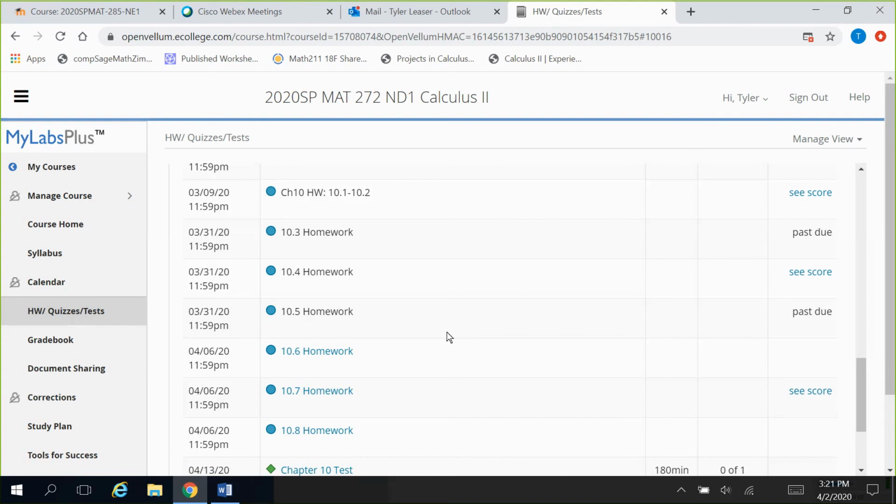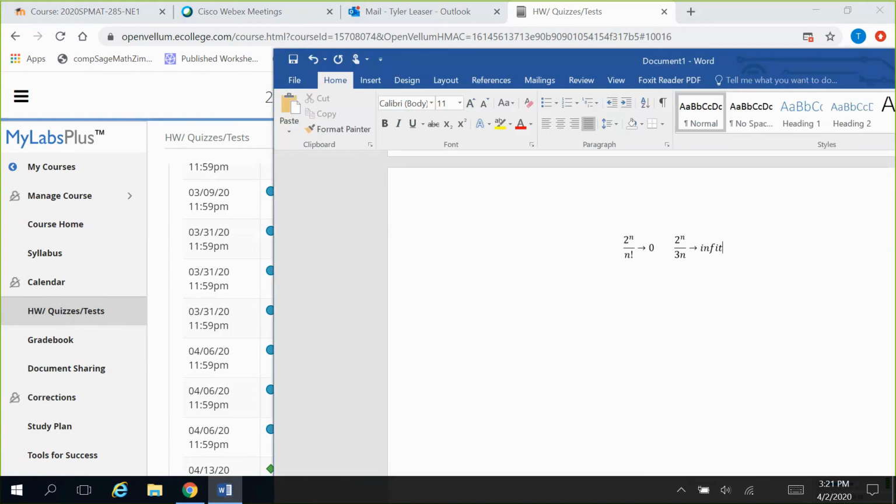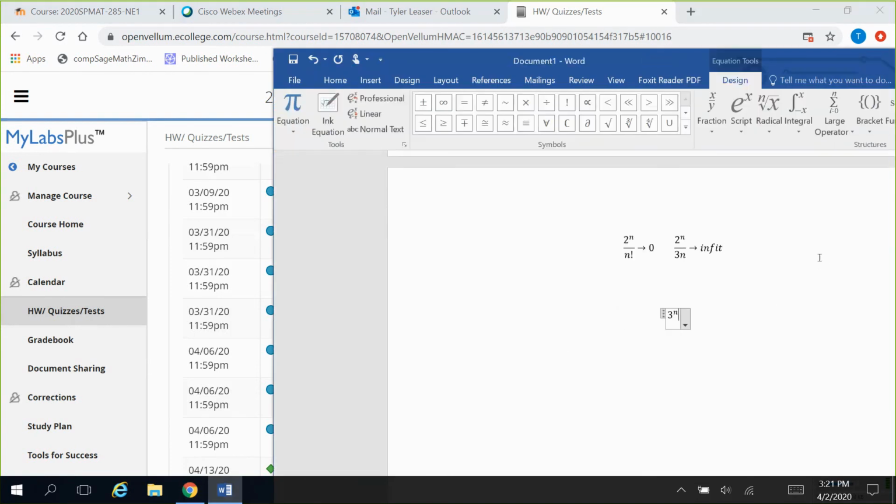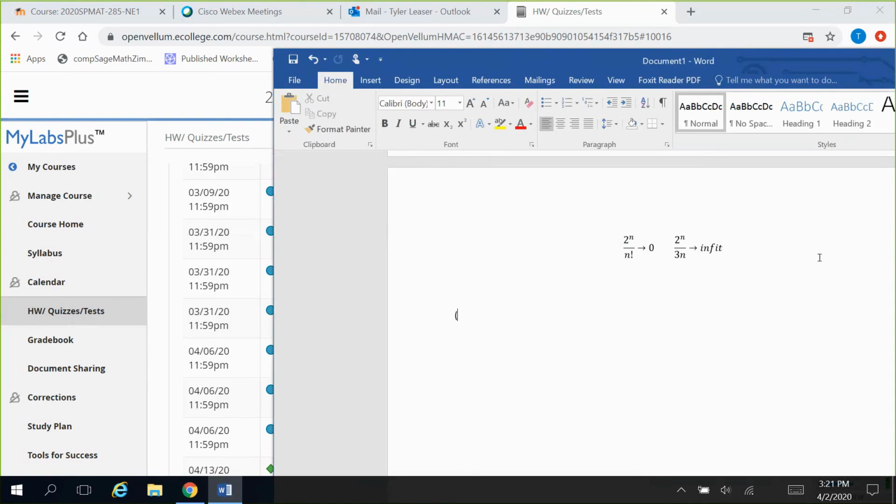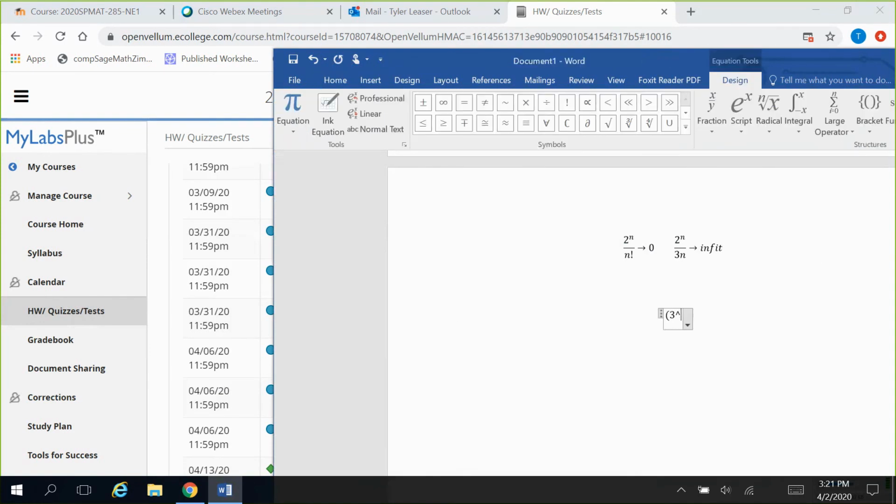I've got another question. Sure. So for instance, if we have 3 to the n plus 1 over 4 to the n, and we're using the nth term test, what would happen? It goes to 0 for this one too.